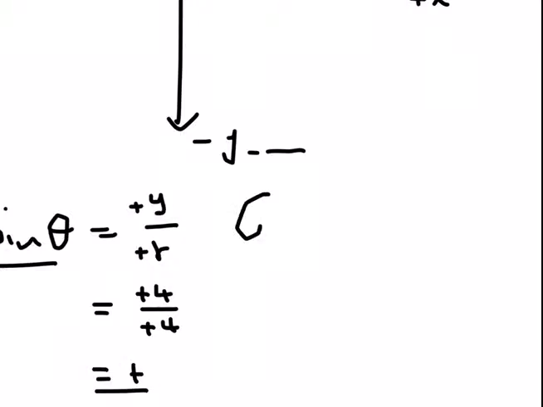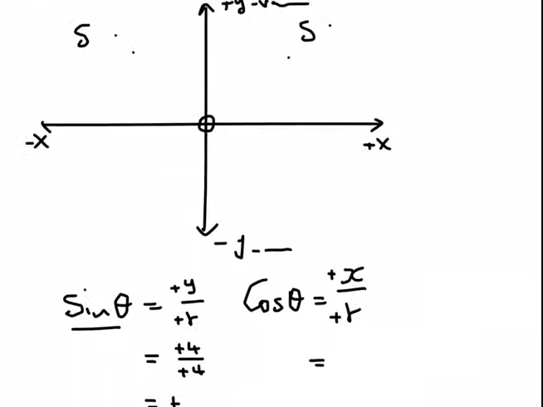So now let's check maybe for cos of an angle. When it comes to cos of an angle, it is obviously the ratio of x over r. We are trying to look for where the ratio for cos is positive. Which quadrant will that be? Definitely in the first quadrant, cos is positive.